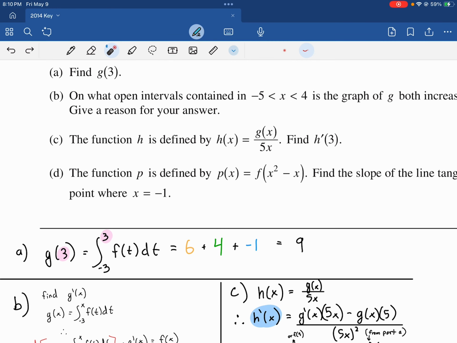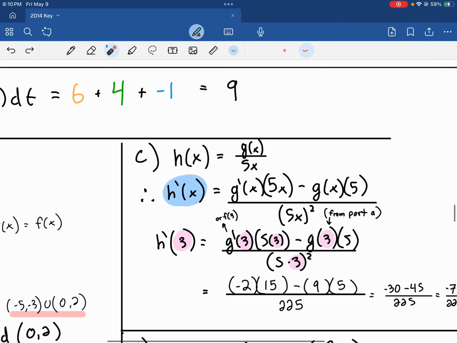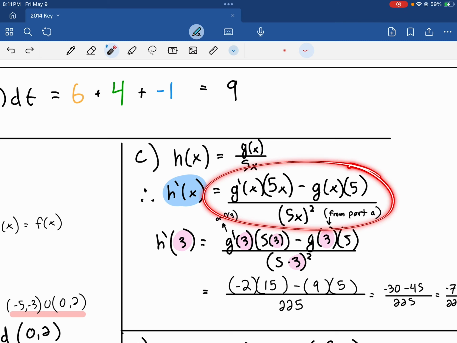C, the function h is defined by this rational function, g of x on top, 5x on bottom. Find h prime of 3. I'm just going to rewrite this and then take the derivative of both sides. Therefore, h prime of x is going to equal a quotient rule. So a prime b minus ab prime over b squared. I write out my quotient rule.